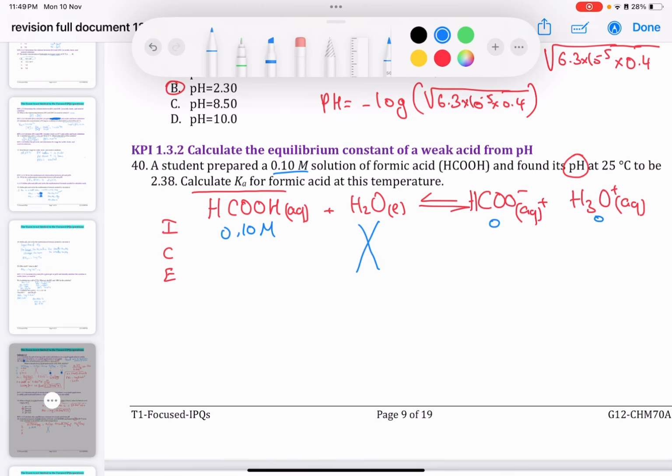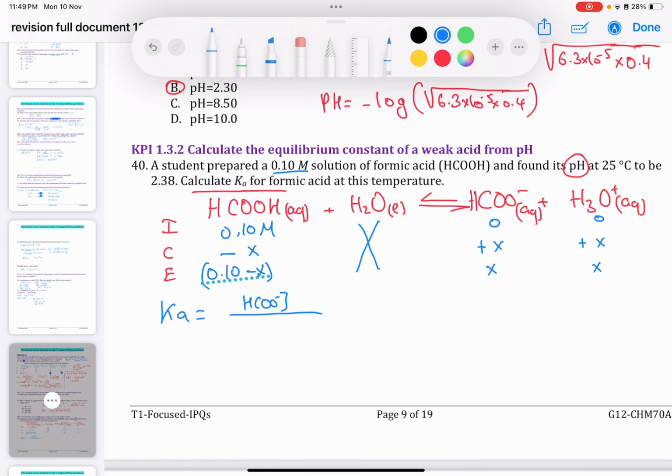So I have here minus x, plus x, and plus x. This is 0.10 minus x, x, and x. Now Ka is equal to HCOO minus times H3O plus over HCOOH.